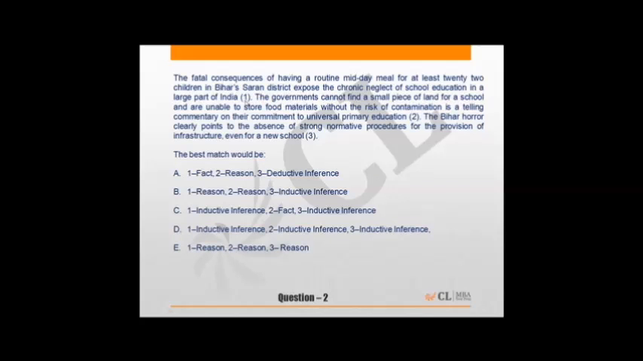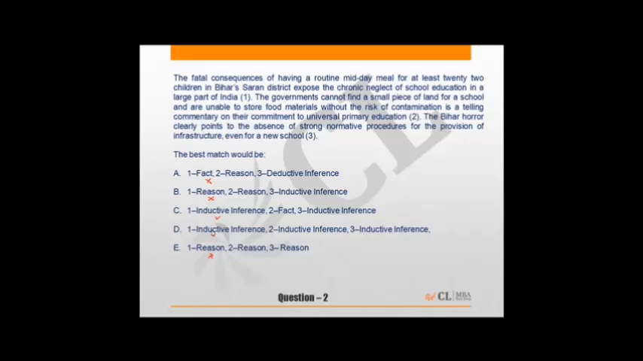The first statement says, the fatal consequences of having a routine midday meal for at least 22 children in Bihar's Saharan district expose the chronic neglect of school education in a large part of India. So from the given statement, the fatal consequences of having a routine midday meal for at least 22 children in Bihar's Saharan district expose something. That means something has been deduced from this particular evidence. What do they expose? The chronic neglect of school education in a large part of India. So clearly it's an inductive inference, and it's not a fact. It's definitely not a reason. So this negates options A, B and E.